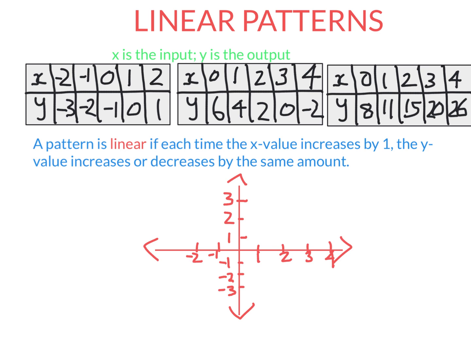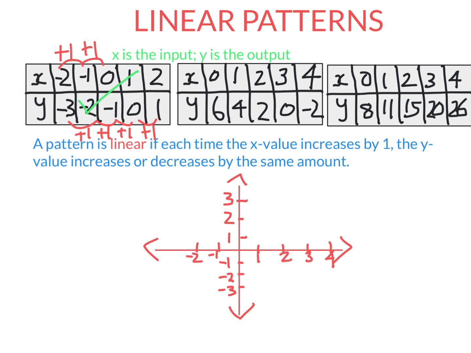You can tell that very easily. The pattern is linear if each time the x value increases by 1, the y value increases or decreases by the same amount. What do I mean by that? Well, if we look at this table here, as you go from left to right, the x values are increasing by 1. What's happening to the y values? Well, they're also increasing by 1. Each time x goes up by 1, y goes up by 1. So this here is a linear pattern.